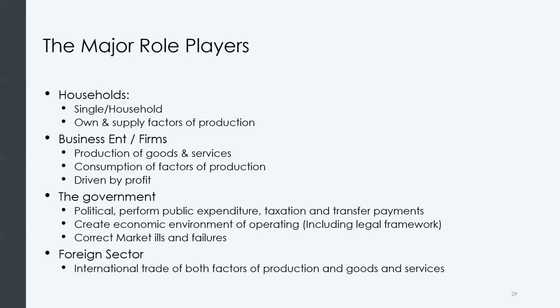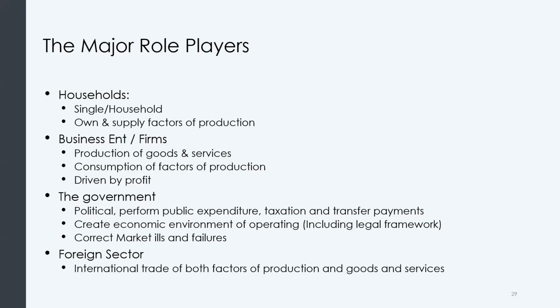So households are players in the economy. Households are important in an economy because of two things. Households are the owners of the factors of production. I want that to be very, very clear. In a market economy or in a mixed economy, households are the owners of the factors of production. Remember, there is someone who owns land. There is someone who owns labor. There is someone who owns capital and entrepreneurial skills. These things are owned by the households of an economy.